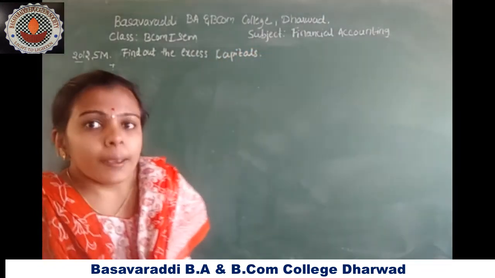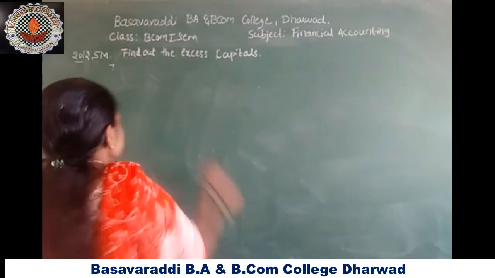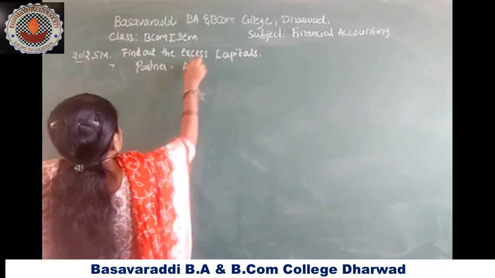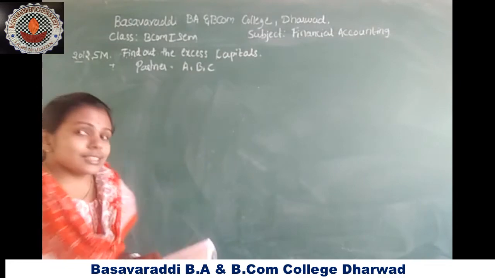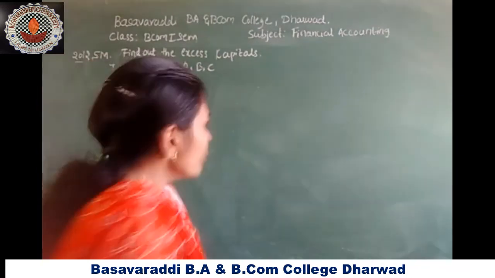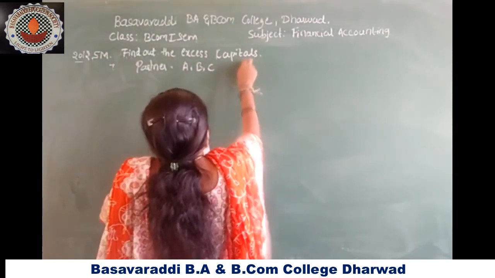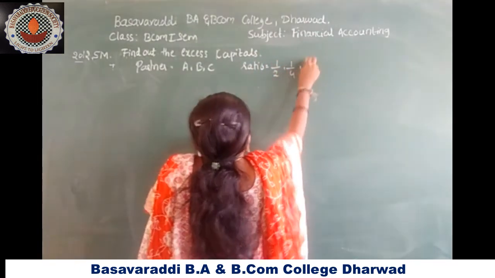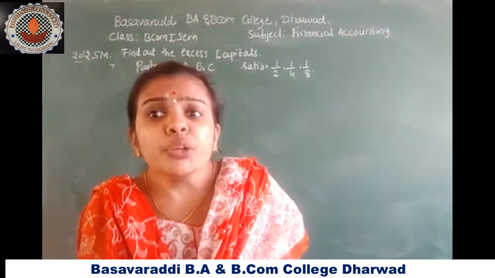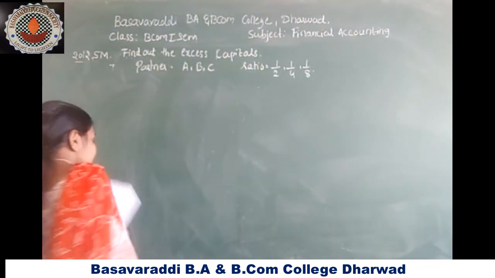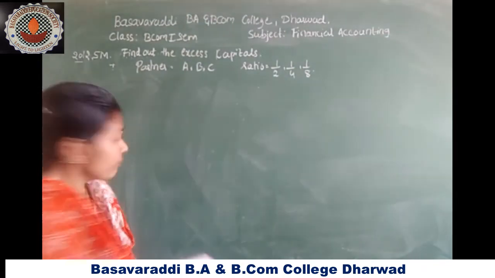Partners A, B and C, same partners. A, B and C are partners sharing the profits and losses in the ratio of 1/2, 1/4 and 1/8 respectively. They decided to dissolve the firm when the capital balances stood as follows.